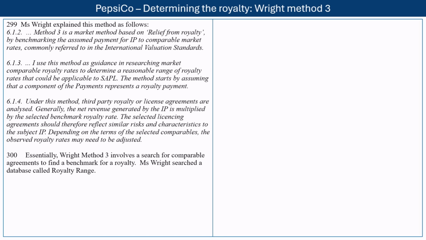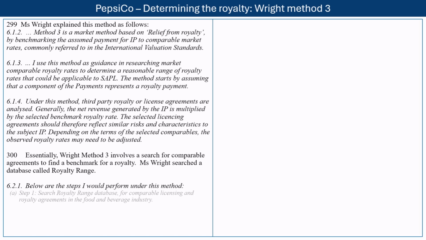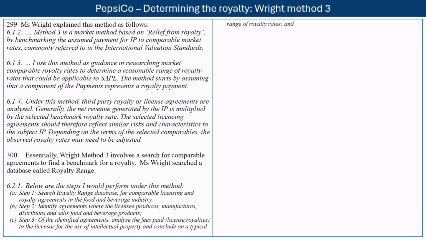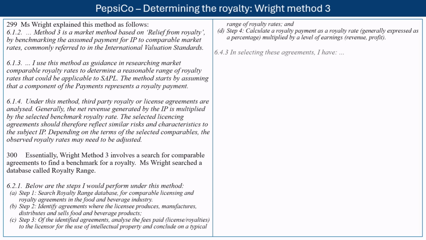Essentially, the right method 3 involves a search for comparable agreements to find a benchmark for a royalty. Ms. Wright searched a database called royalty range. And then she describes the steps. Step 1, search the database for comparable licensing and royalty agreements in the food and beverage industry. Identify agreements where the licensee produces, manufactures, distributes, and sells food and beverage products. Out of the identified agreements, analyze the fees paid to the licensor for the use of intellectual property and conclude on a typical range of royalty rates. And then finally, step 4, calculate the royalty payment as a royalty rate multiplied by a level of earnings, because that's how you typically determine the royalty.